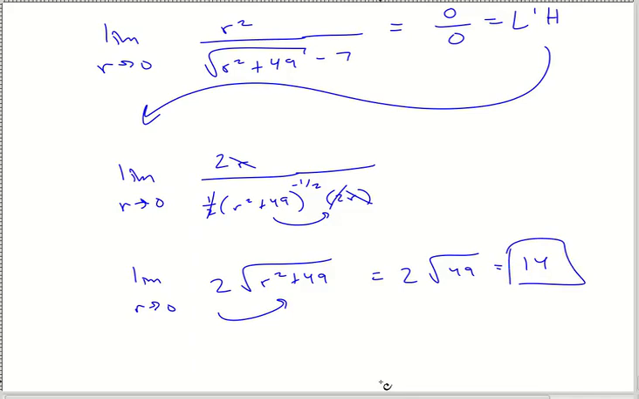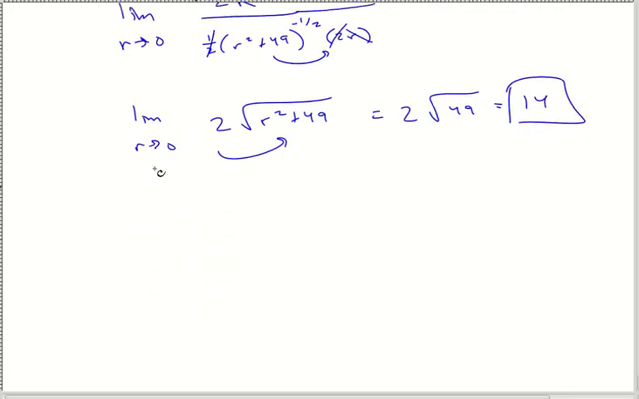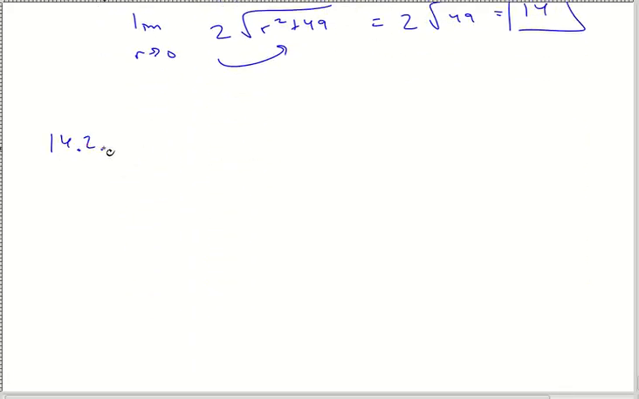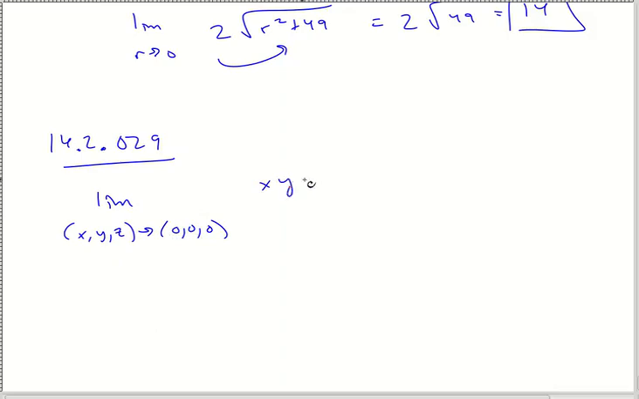Cool. All right, this one is a really big problem coming up. 14.2.029, I got the limit as x, y, z approaches 0, 0, 0. As I write this out, think about how I'm going to make this thing work. I've been using r, like the polar mode, right? So now that I got 3 variables, can I still use that same thing? And the answer is kinda.